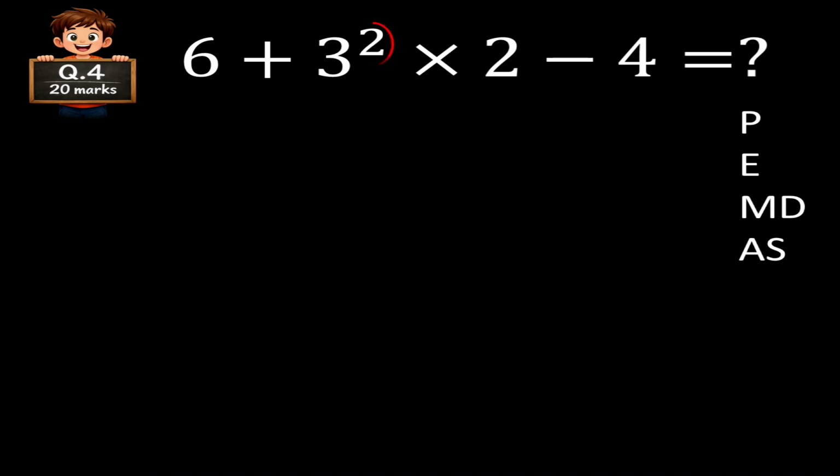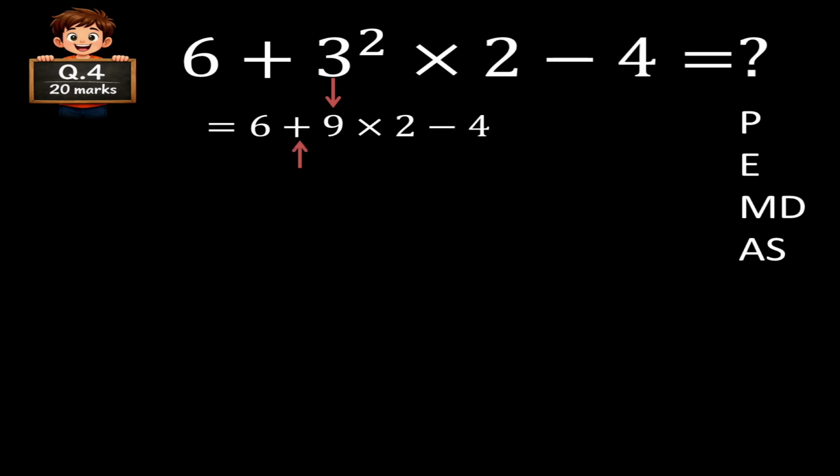So first we have to solve this power, because according to the PEMDAS rule, first priority is parenthesis and then we have to solve exponents. So in this question we have no parenthesis. So first we have to solve this exponent, 3 square, okay? So 3 square is equal to 9. So now the expression becomes 6 plus 9 times 2 minus 4.